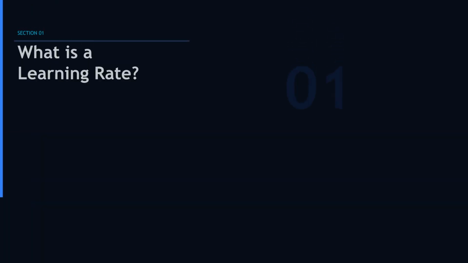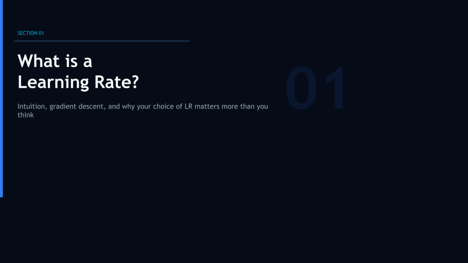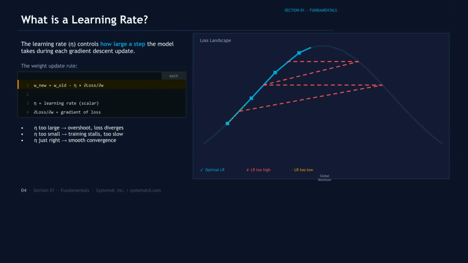Imagine you're descending a mountain blindfolded. The gradient tells you which direction is downhill, and the learning rate tells you how big a step to take. Our choice of learning rate, or LR, determines if we quickly find the minimum or overshoot it entirely. The learning rate, denoted by eta, controls how large a step the model takes during each gradient descent update. The core rule is new weight equals old weight minus the learning rate times the gradient.